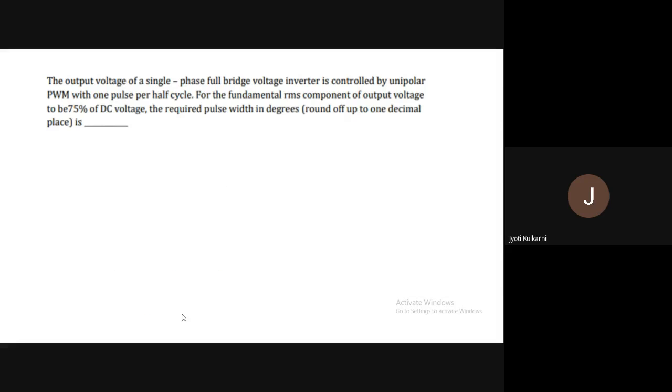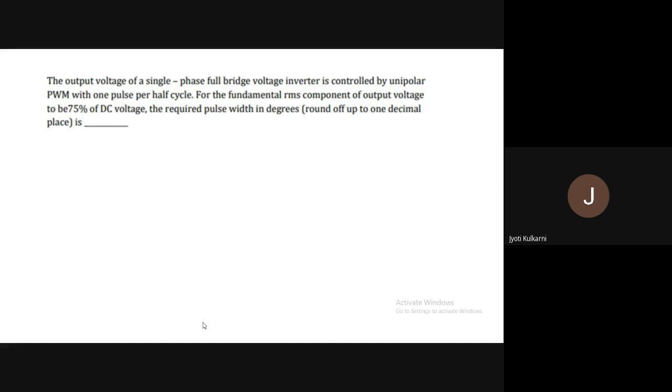So the next question is: the output voltage of a single phase full bridge voltage inverter is controlled by unipolar PWM. Now unipolar means unidirectional, and PWM means pulse width modulation technique, with one pulse per half cycle. For the fundamental RMS component of output voltage to be 75% of DC voltage, the required pulse width in degrees will be what, rounded up to 1 decimal.